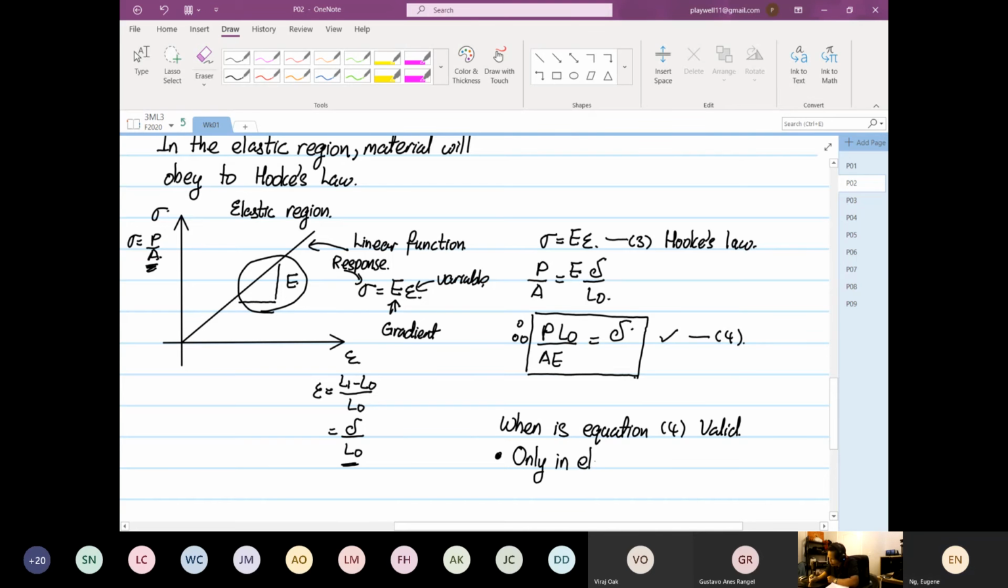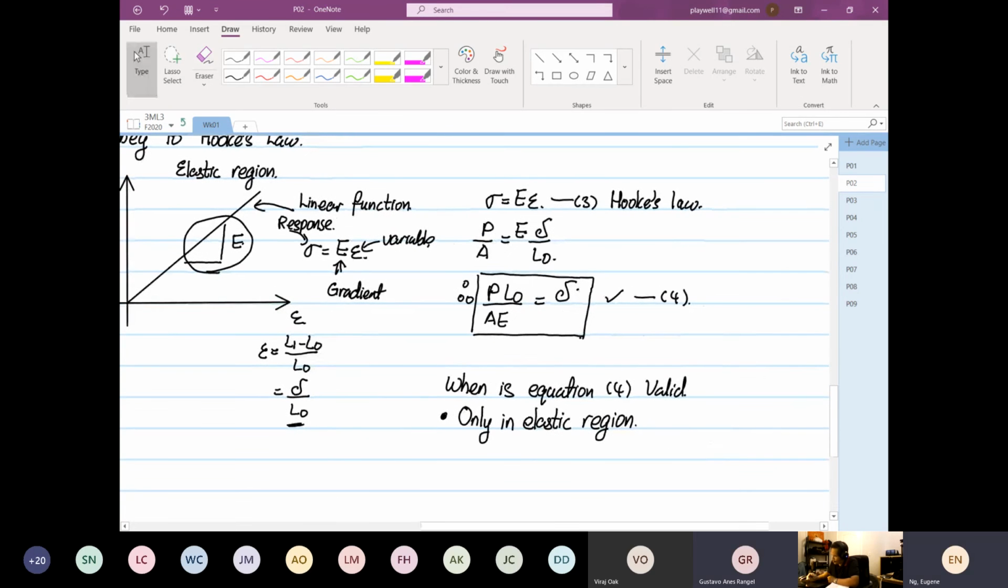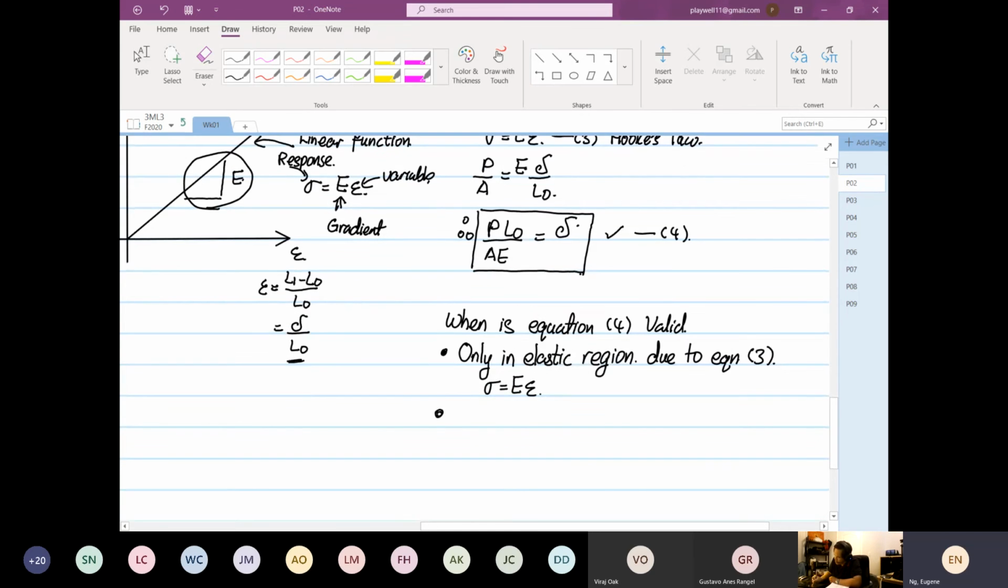Why do you say that? Because in the plastic region, you're deforming the piece. No, that's not the case. It's only valid in the elastic region due to equation number 3. Equation number 3 said that stress is equal to E multiplied by epsilon. So it's only applicable in the elastic region due to E multiplied by epsilon. What else? When is this equation valid?